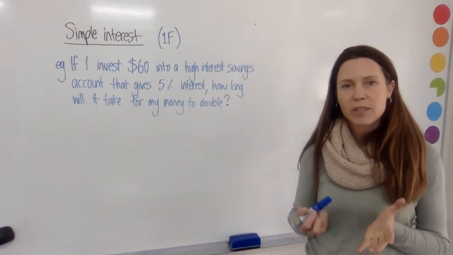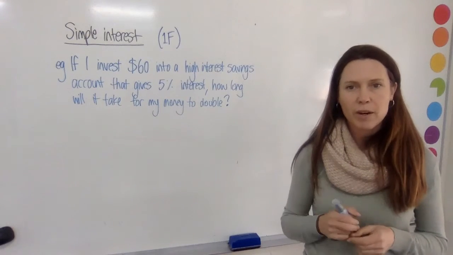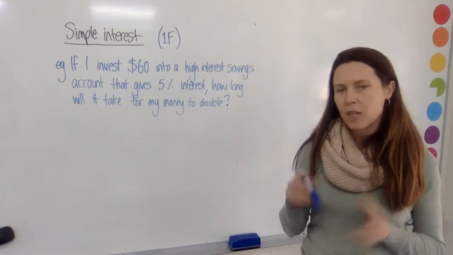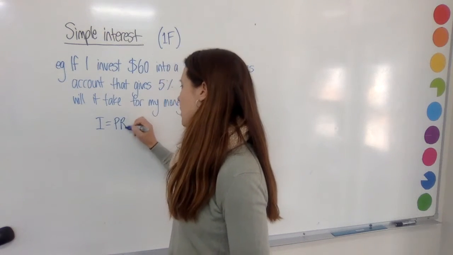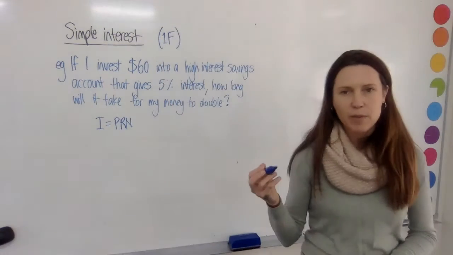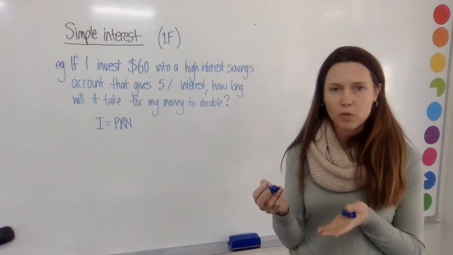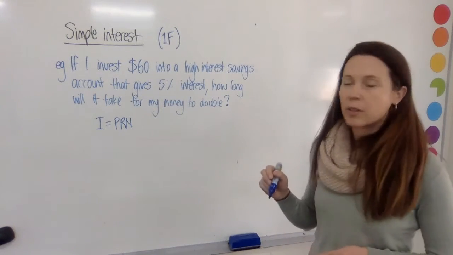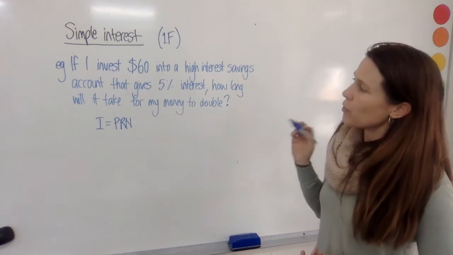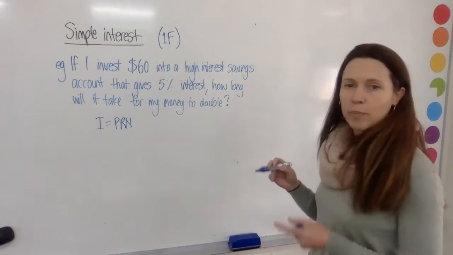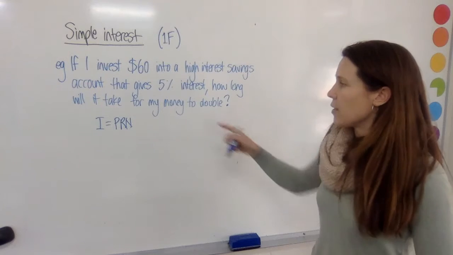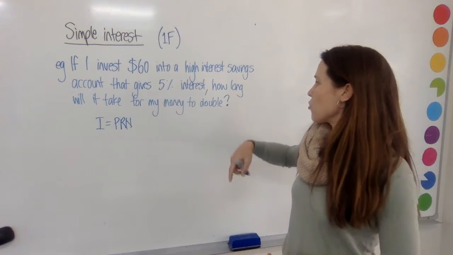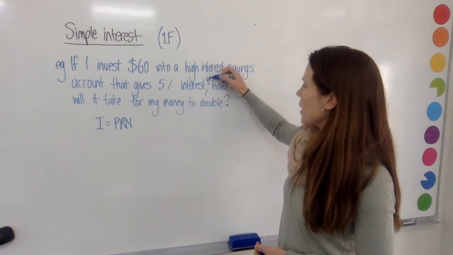Now, some of the questions in this exercise are going to require a bit of thinking before you get started. You can always use this formula, I equals PRN, but you might need to stop and have a think about how to apply the formula based on the scenario. So, for example, if I invest $60, I'm putting that into a high interest savings account that gives me 5% interest, I should have written in there, per annum.